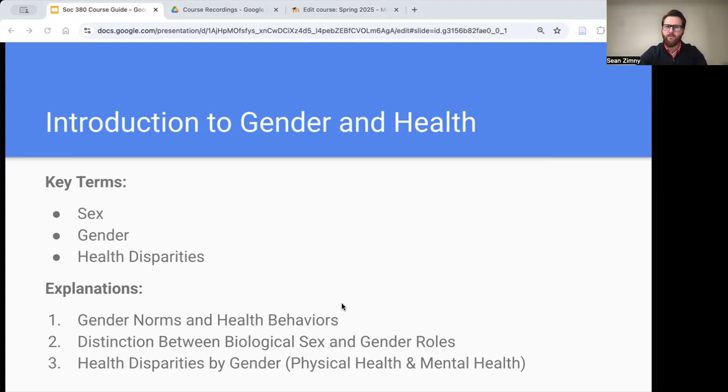So let's talk about also the distinction between biological sex and gender roles, number 2 there under the explanation. So biological sex, again, like I just mentioned before, this refers to the physical characteristics that define males and females and intersex individuals, such as anatomy and chromosomes and hormone levels. Gender roles, on the other hand, these are societal, social expectations about how individuals should behave, how we're expected to behave and dress and act based upon our assigned sex.